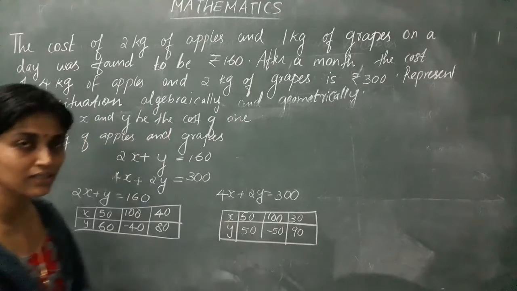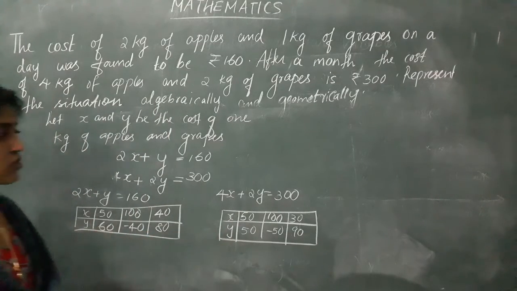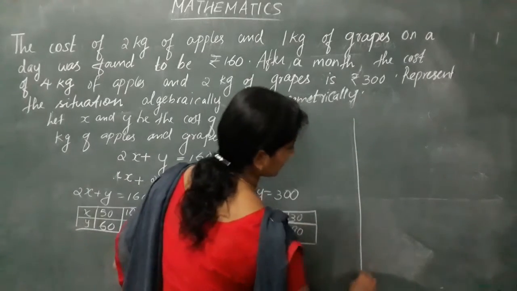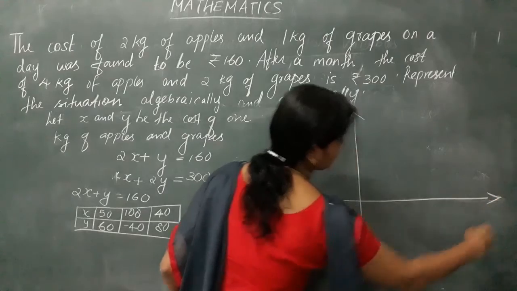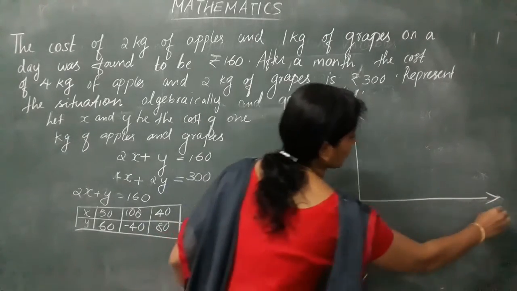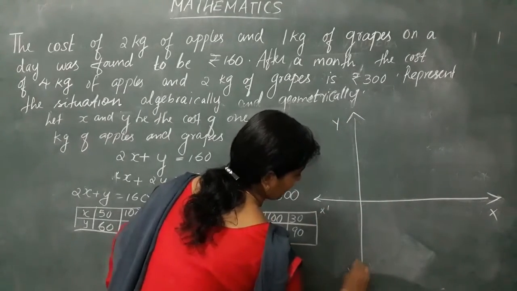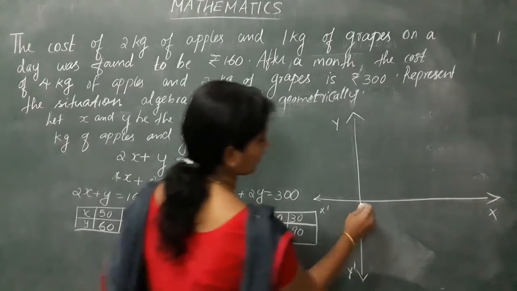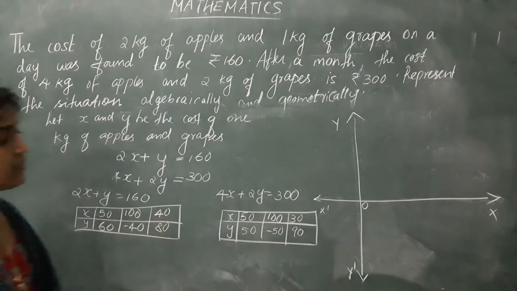Now we can represent it graphically. We know we will get two lines for both the equations. So draw the x coordinate and y coordinate. Then this is x dash, x, y, y dash. Clear? Our origin, we have x values up to 100.